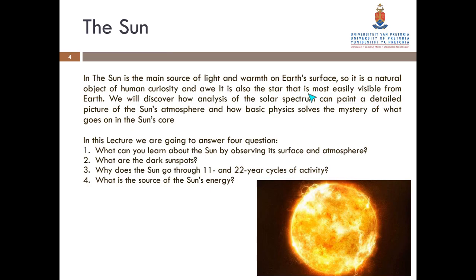So for this lecture, we need to answer 4 fundamental questions. One is, what can you learn about the sun by observing its surface and atmosphere? Secondly, what are dark sunspots? Thirdly, why does the sun go through 11 and 20-year cycles of activity? And lastly, what is the source of the sun's energy?